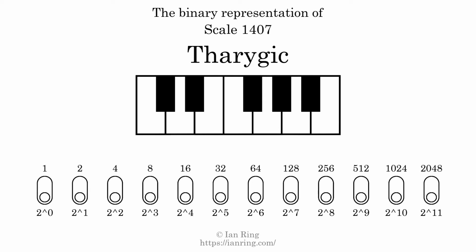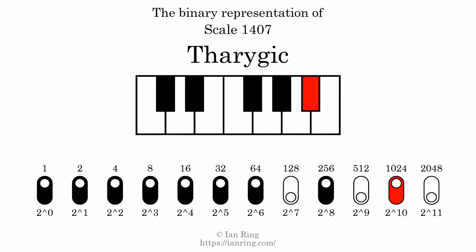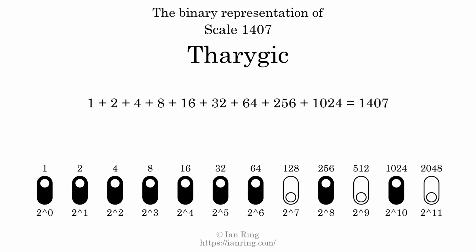The binary representation of this scale is determined by mapping tones of the scale to binary digits. Each binary digit represents a power of 2. To get the scale number, we add the powers of 2 together. The powers of 2 that are present in the scale, all added together, equals 1407. That is why the scale number, in decimal, is 1407.